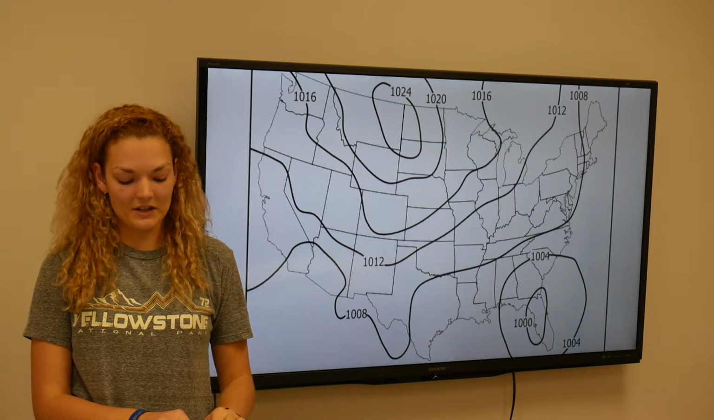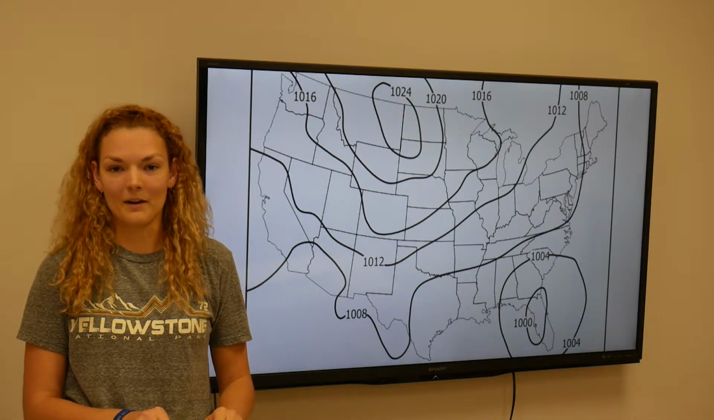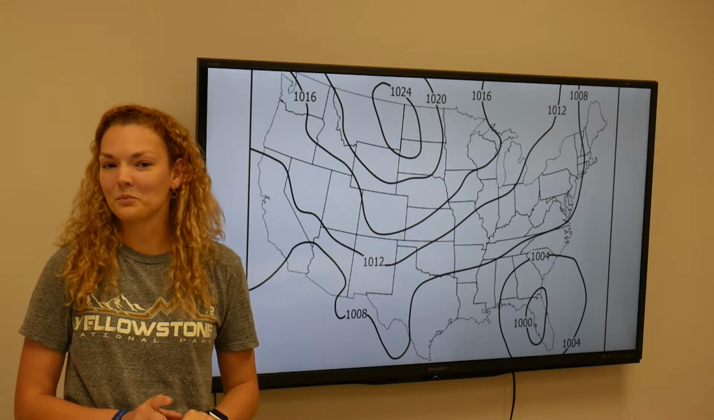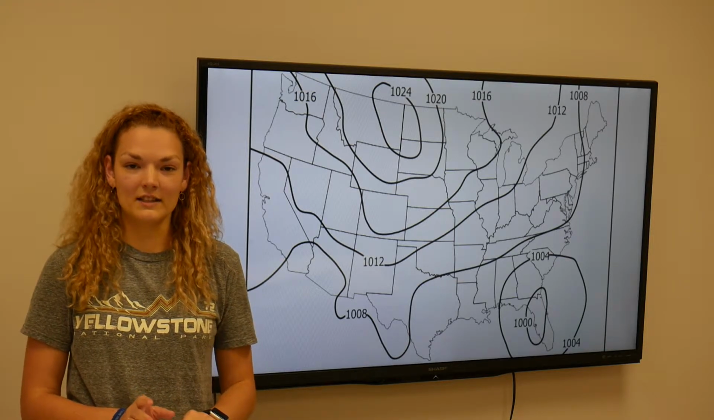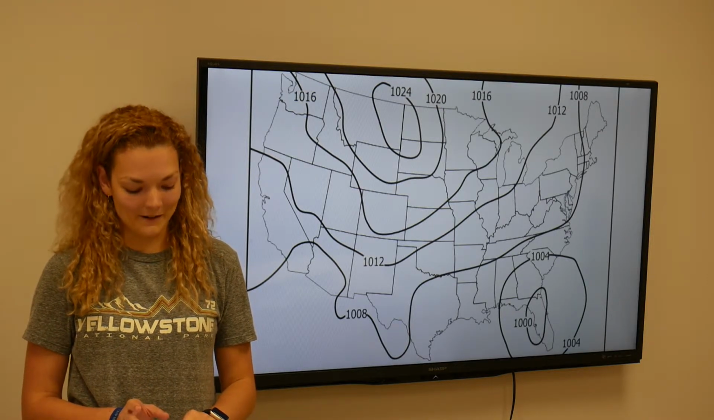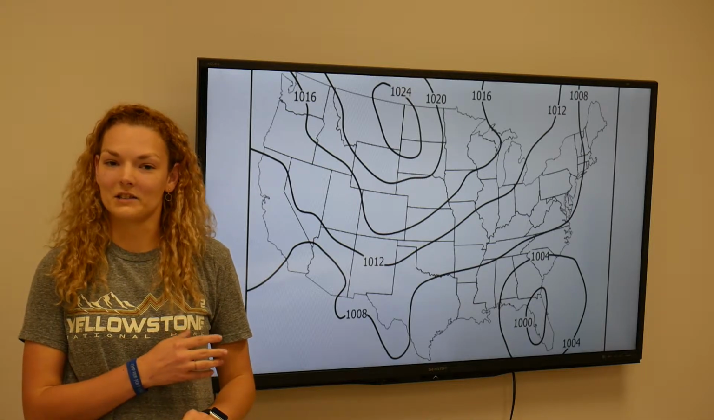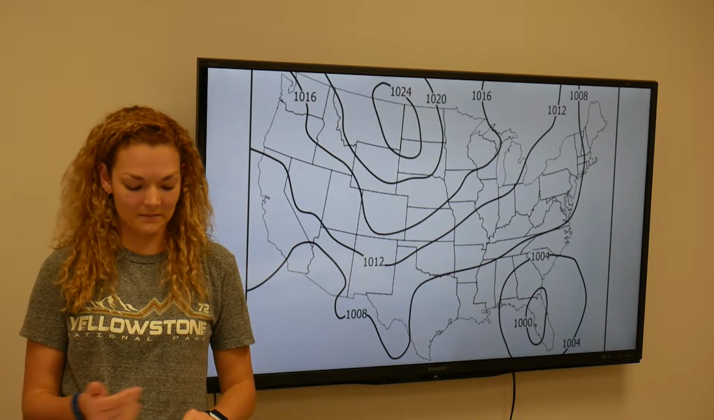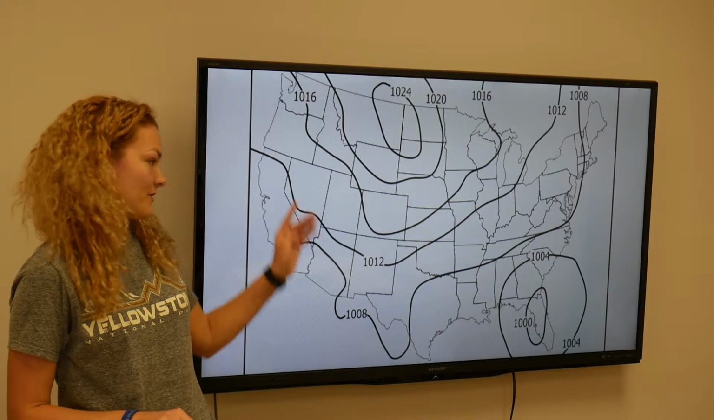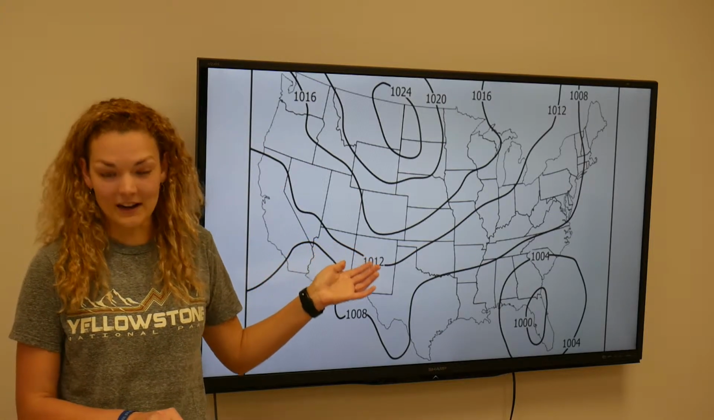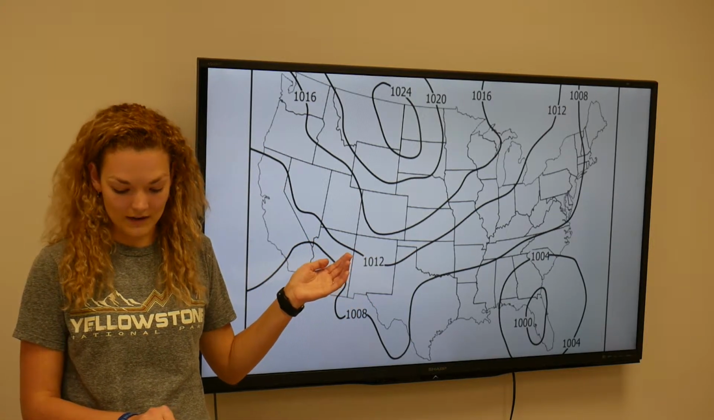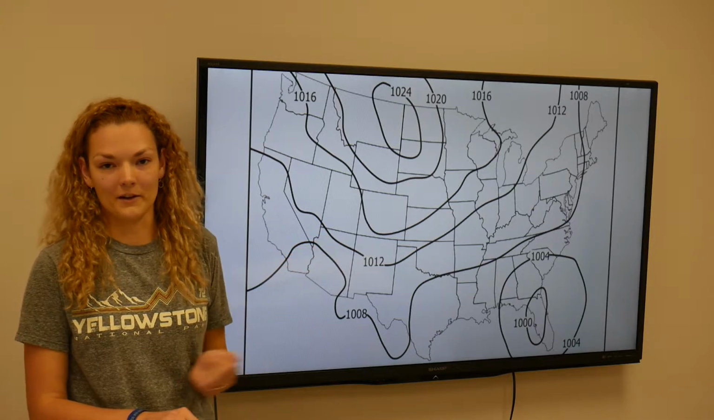Pressure is measured using an instrument called a barometer. That's important. You need to know pressure is measured using an instrument called a barometer. And like we said earlier, it's measured in units called millibars, and it's displayed using isobars. An isobar is a line that joins points of equal atmospheric pressure.